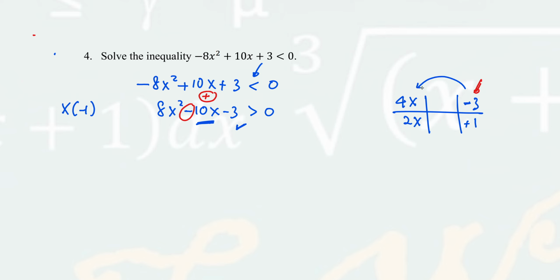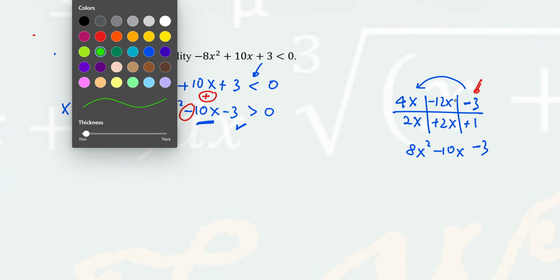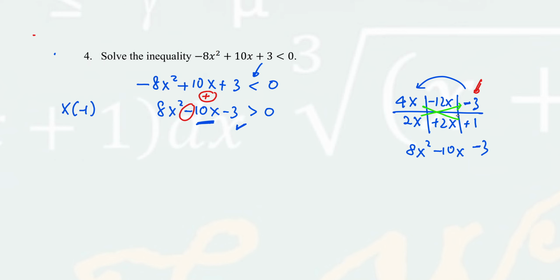Then when you do multiplication, this is minus 12x, and plus 1 times 2x is plus 2x. Obviously, I will be getting 8x squared, and this is minus 3 when you multiply the first and third columns. The second column, you are adding, so when you add, it will be minus 10x. So I'm getting back the same quadratic function. Therefore, my factors, just cross multiply, I will be getting 2x minus 3 and 4x plus 1 greater than 0.